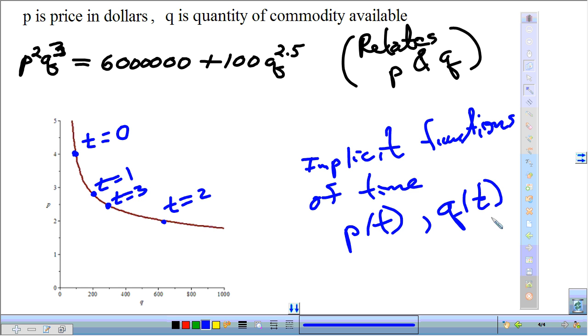So we don't know what those functions of time are, but we know that if we look at any point in time, we'll be somewhere on the curve. So we have a relationship, time not mentioned, but then we ask questions according to time relative to the picture. So we have a relationship here.